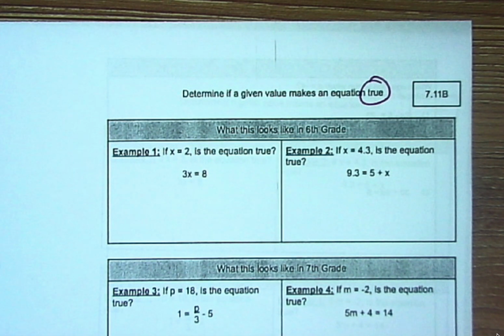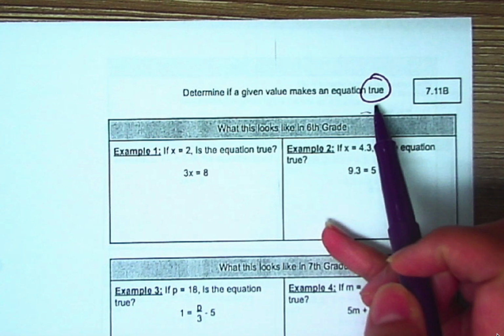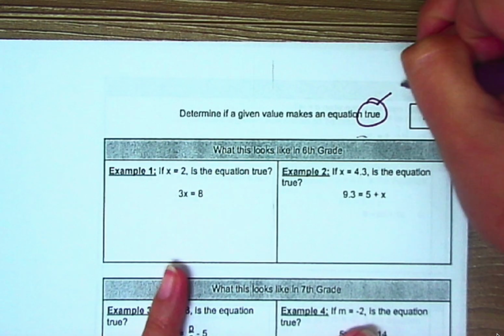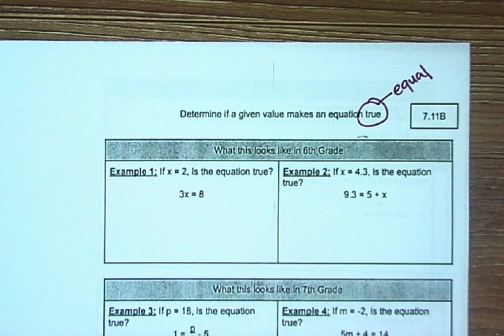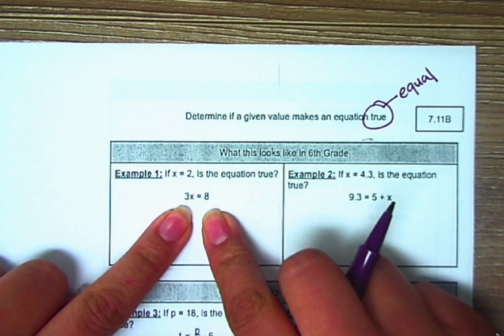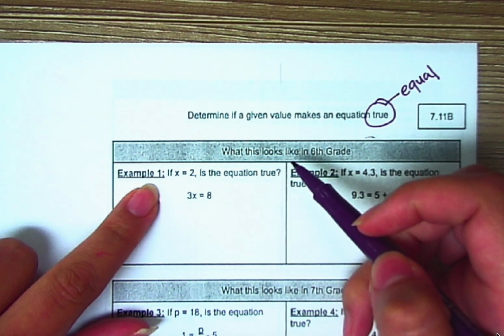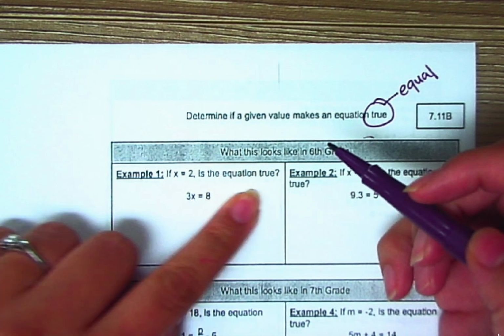We're going to determine if a given value makes an equation true. So true, another word we could use is equal. So we are looking to see if both sides of the equation are equal to each other. Okay? So make sure you're writing if I'm writing. If x is equal to 2, is the equation true?